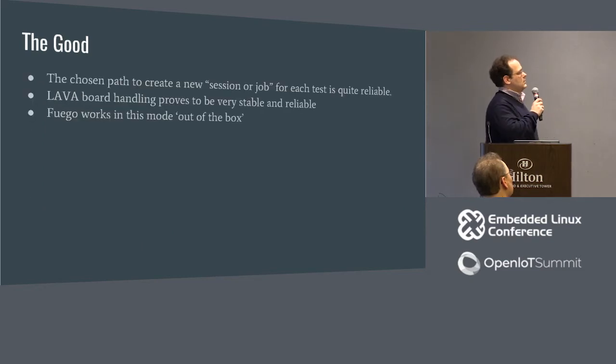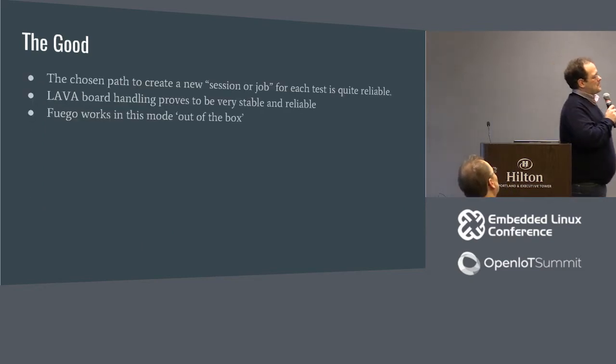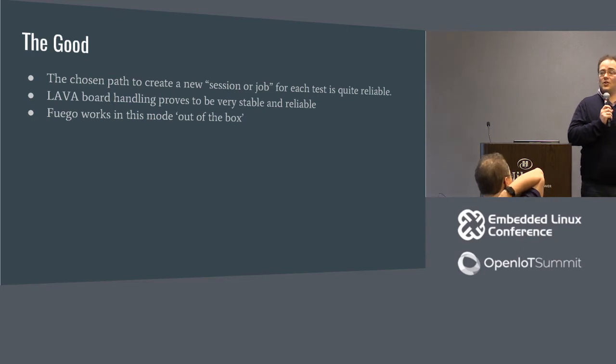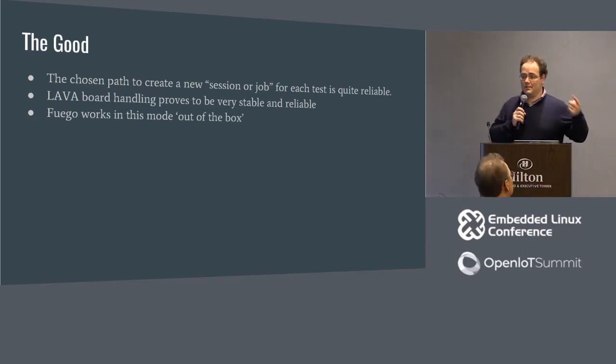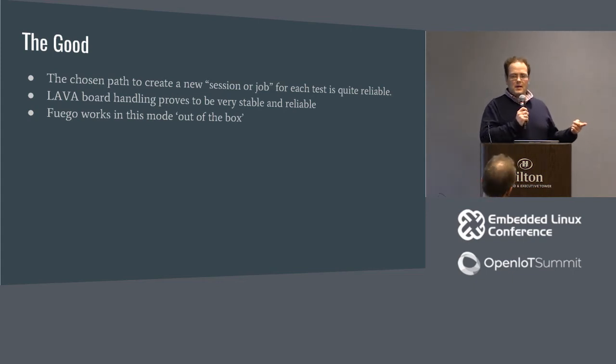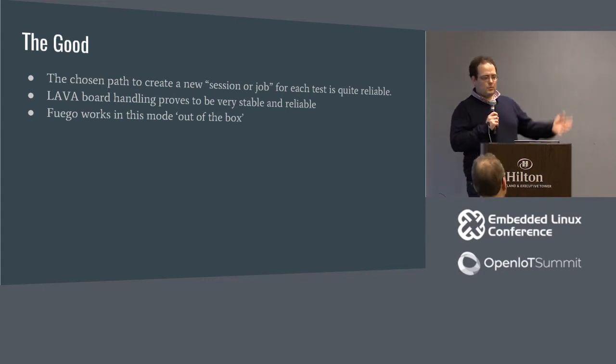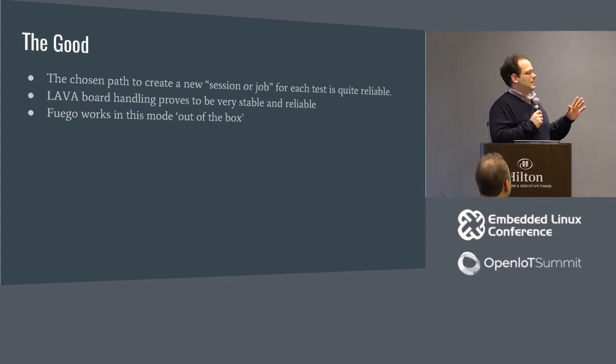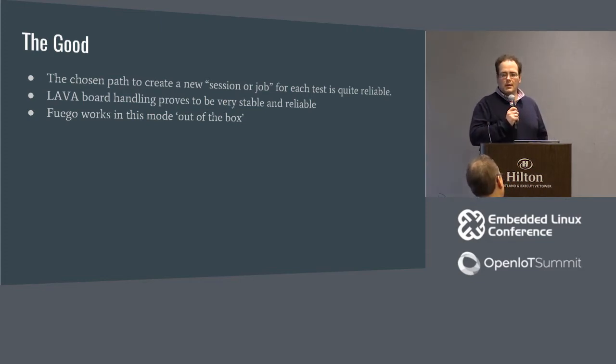So, what's the good? The session per job works actually quite reliable. It's not super fast because we have the frequent reboots, but it works very well. Now, the question is, would it make sense to pool jobs, or do you want to stay on the same file system? Those are valid things to keep in mind. But I found it actually works out. The board handling is stable. I get the board reliably up and down.